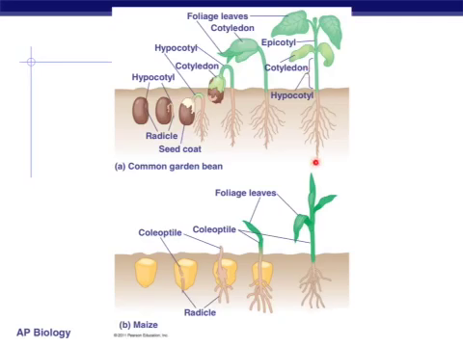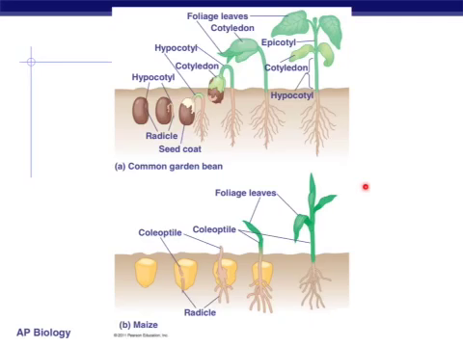Notice the one main taproot and then all these little tiny roots off of it, showing us that it is a dicot. And notice the two seed leaves showing us why it's called a dicotyledon. Actually, these are the seed leaves down here. These are more like real leaves.